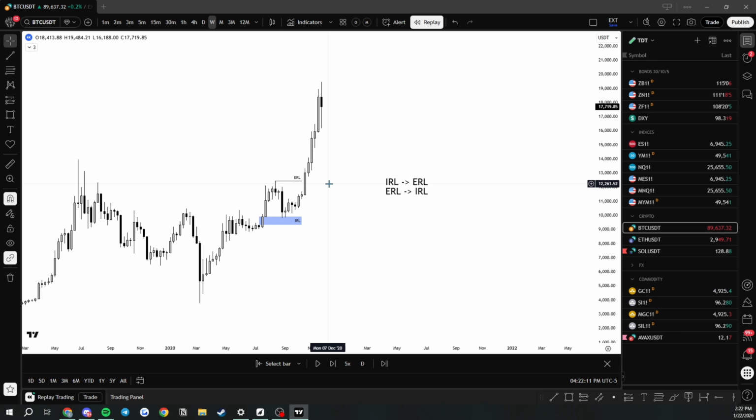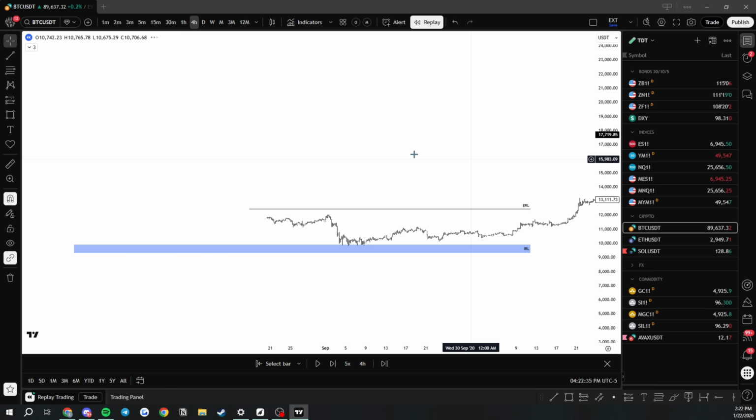So on the weekly, I'm moving from IRL to ERL, right? And then let's say I go down to the 4 hour and I'm somewhere in here. I'm looking for the same thing on the 4 hour. I'm looking from IRL to ERL to get positioned, right? Because if we were to go on the 4 hour, we would see that this is just a market maker model, right?